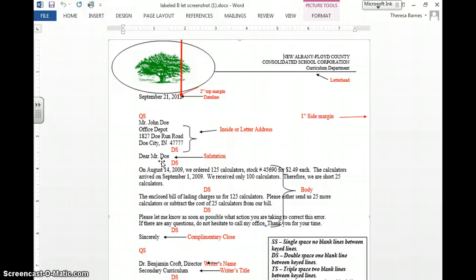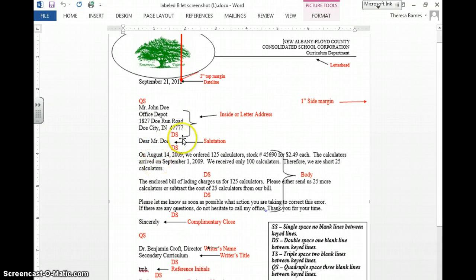Dear Mr. Doe. If you know the name of the person, but you're not sure if it's a male or a female, you could say, Dear Mr. or Ms. Doe. If you don't know the name of the person, you can always use dear sir or madam. But make sure that you always include sir or madam unless you absolutely positively know that it is a male or a female. After the salutation comes the body of the letter.